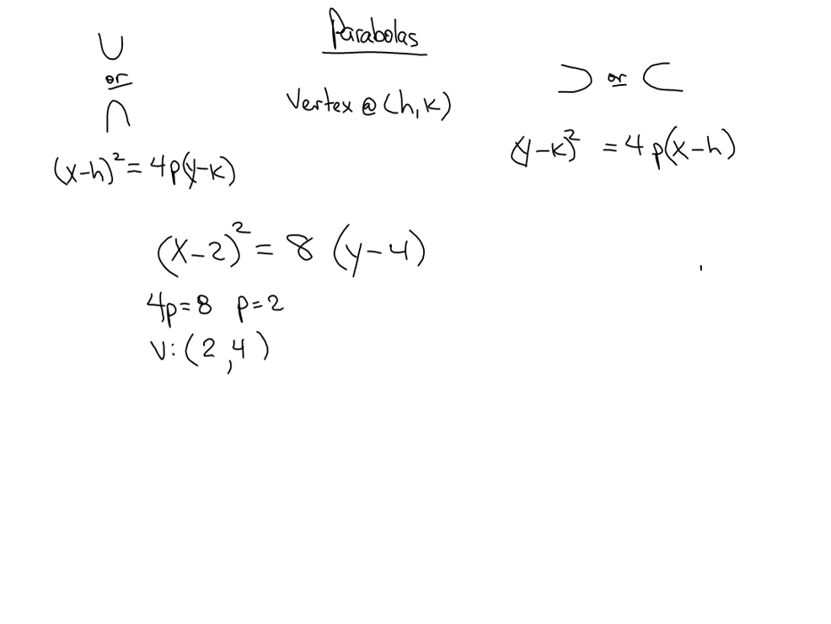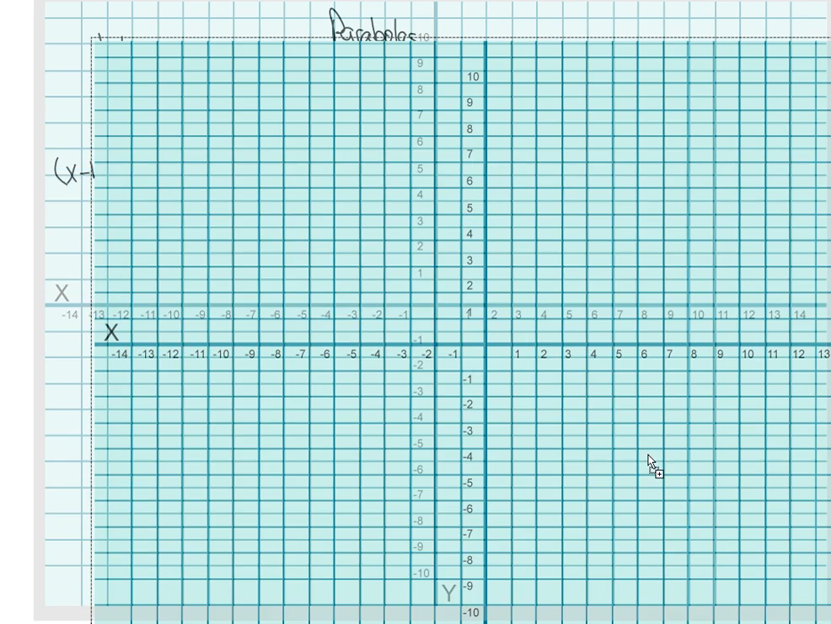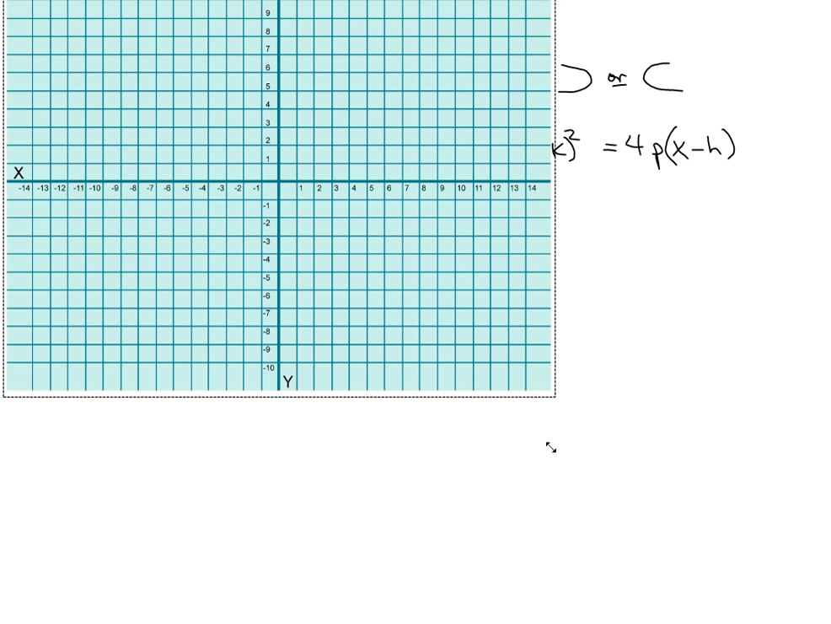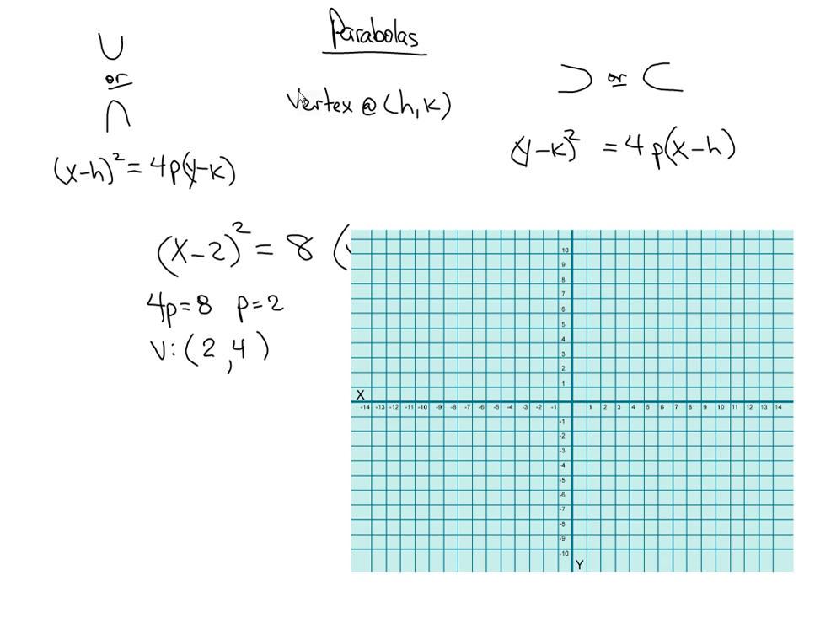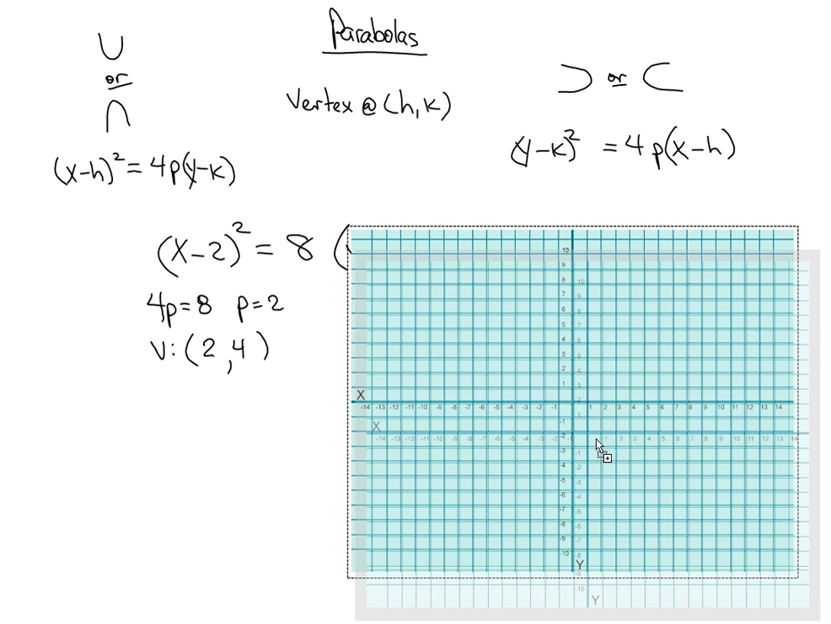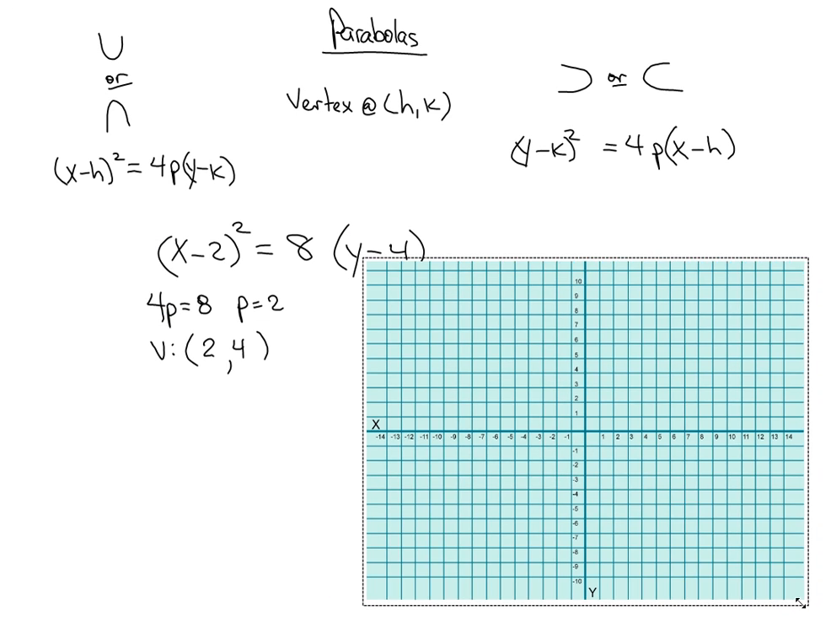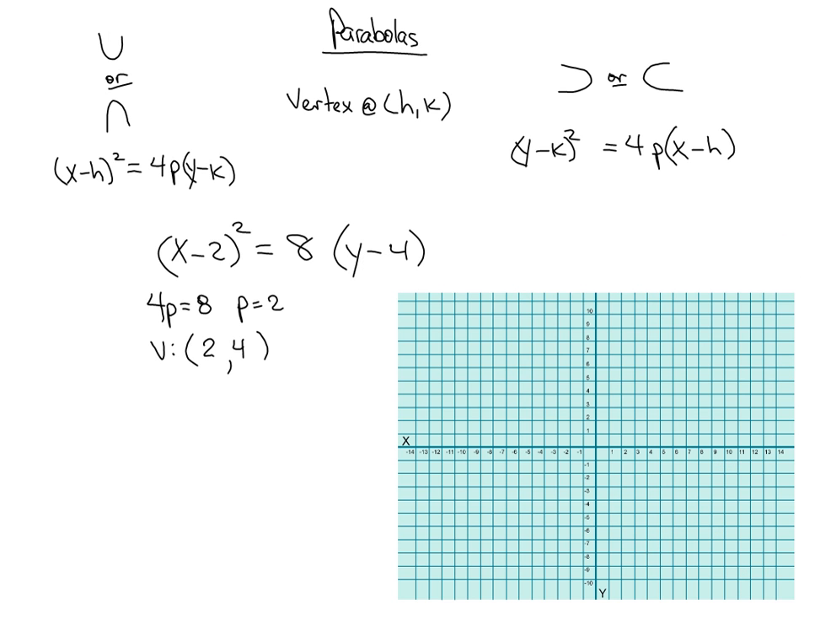Okay. So we're going to draw this graph. Put this down here a little bit more. Okay. So our vertex is at 2, 4. There's my vertex. Which way is this going to open? Opens in the y direction, so either up or down. And since p is positive, which way is it going to open? Up. So draw your little temporary one, just like I showed you.